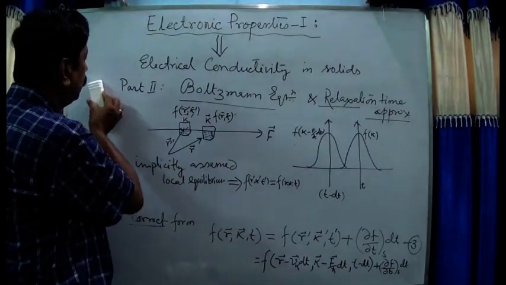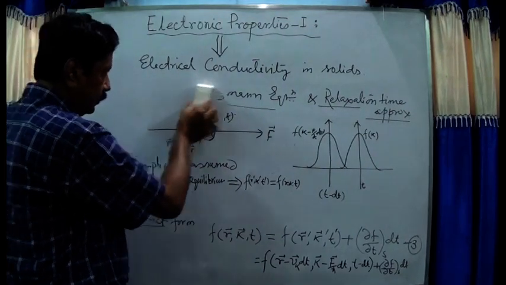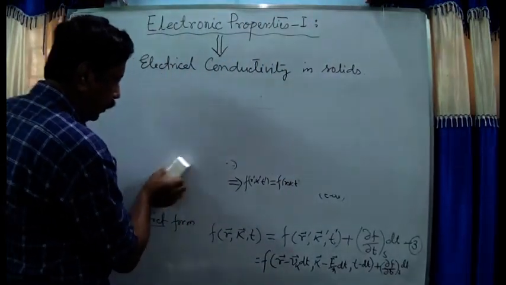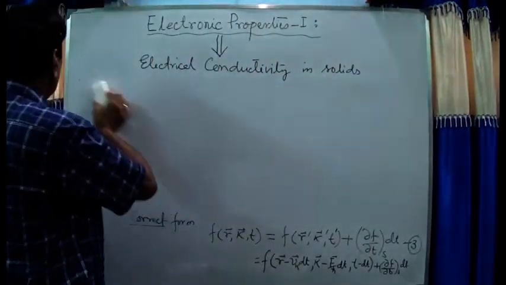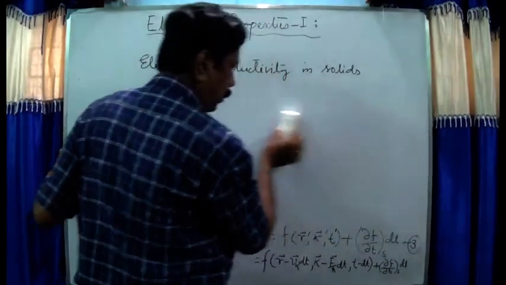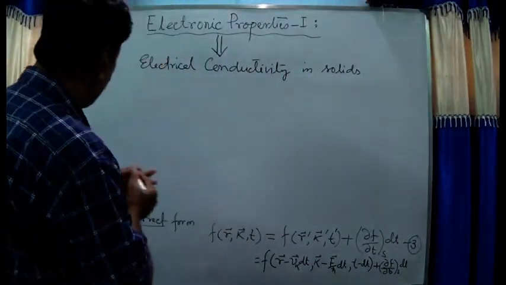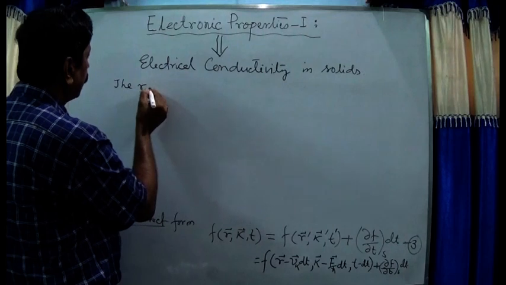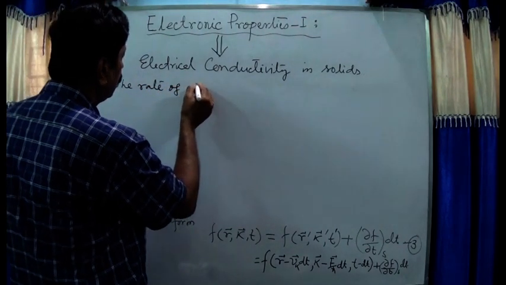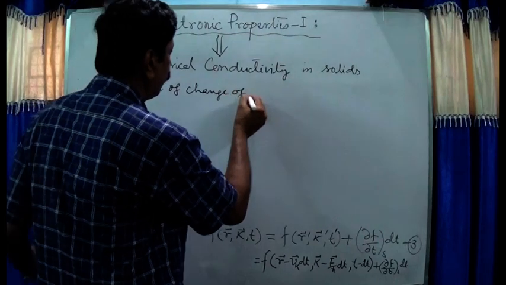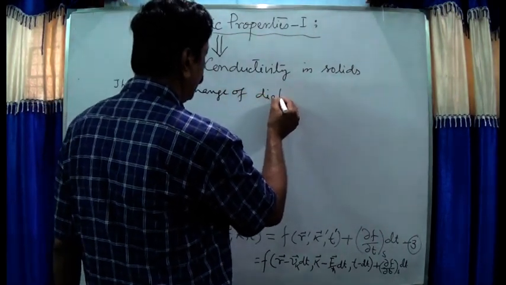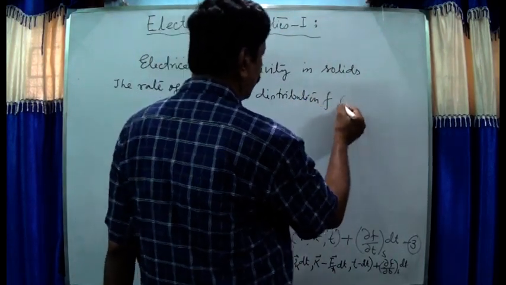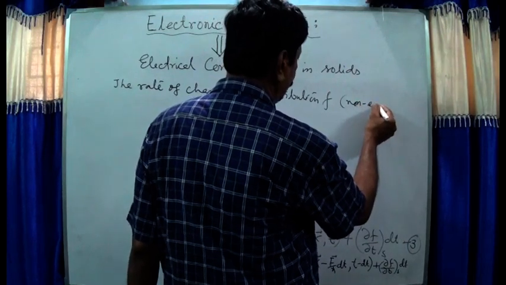Now let us have a relation for the time derivative. I mean, let us find the rate of change of distribution here, that is for non-equilibrium.